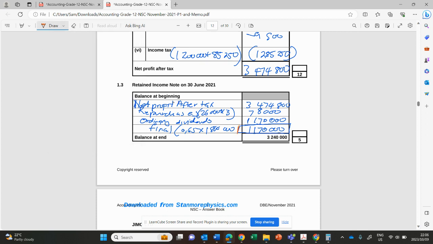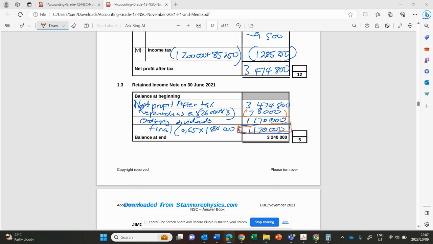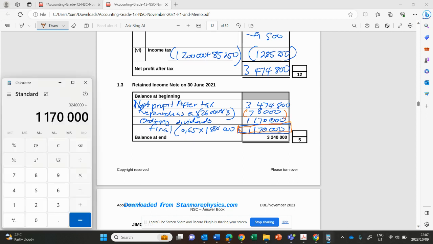Reversal, reverse psychology to get the balance figure of the beginning. But it's not required because it's shaded. But if it was required, you're gonna say the balance at the end, 3,240,000. Then you add 1,170,000 and do what? Repurchases, you know that it's subtracted here. Then when you do the reversal, you're gonna also add 28,000.